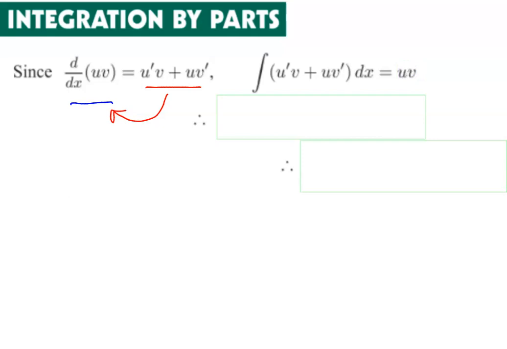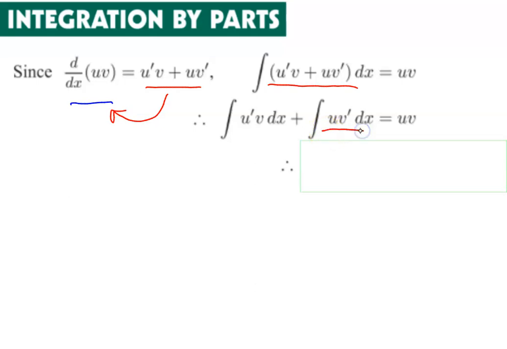Using one of the rules of integration, the sum of those two terms can be expressed as two separate integrals. Now if we rearrange, we can make this expression the subject, and we're left with the integral of u times v' with respect to x equals the product of u and v, minus the integral of u' times v with respect to x.